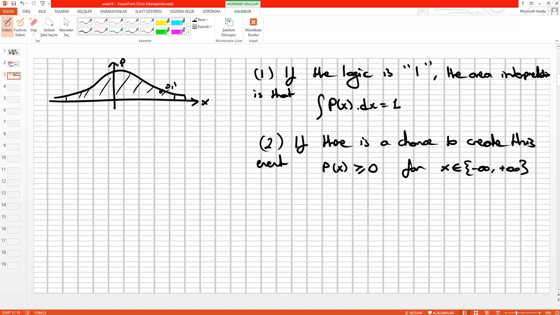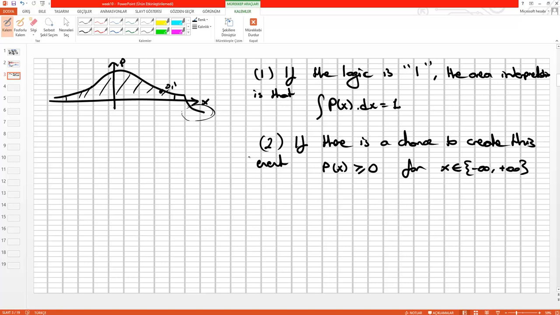But this is not a usual case. The P(x) cannot be negative. Okay? There will always be a chance for a given x in this model. Otherwise, we cannot model because it's nonsense, right?